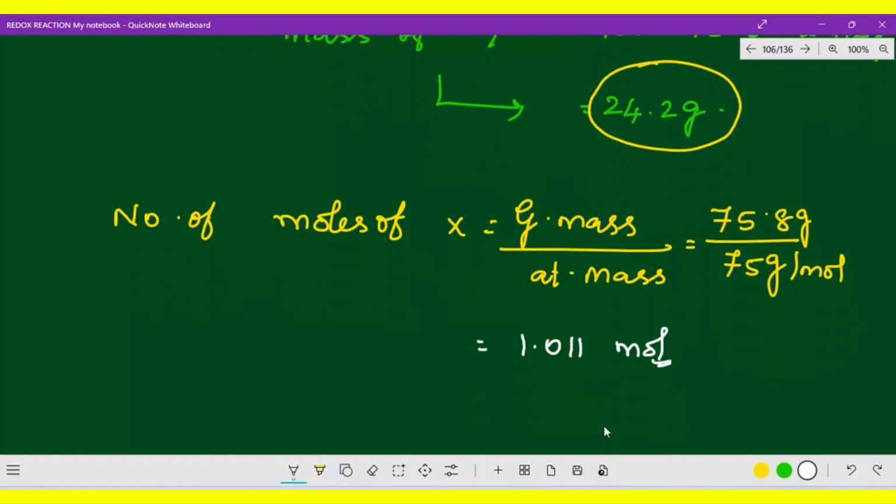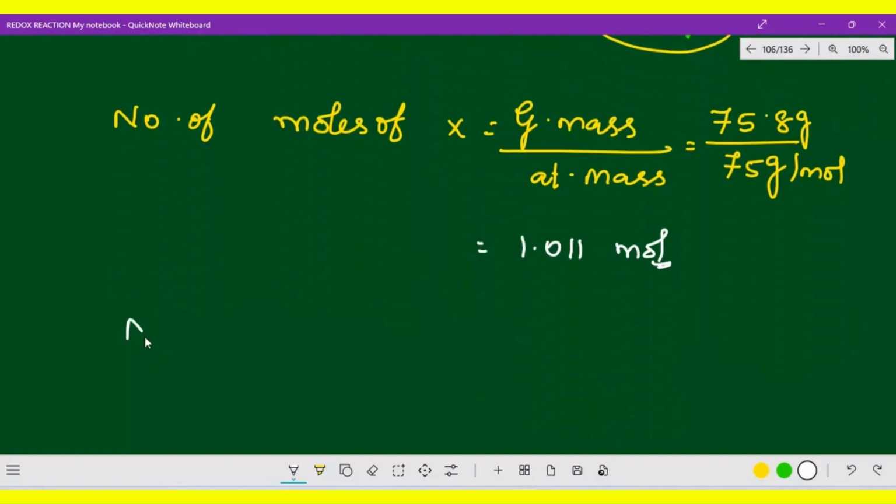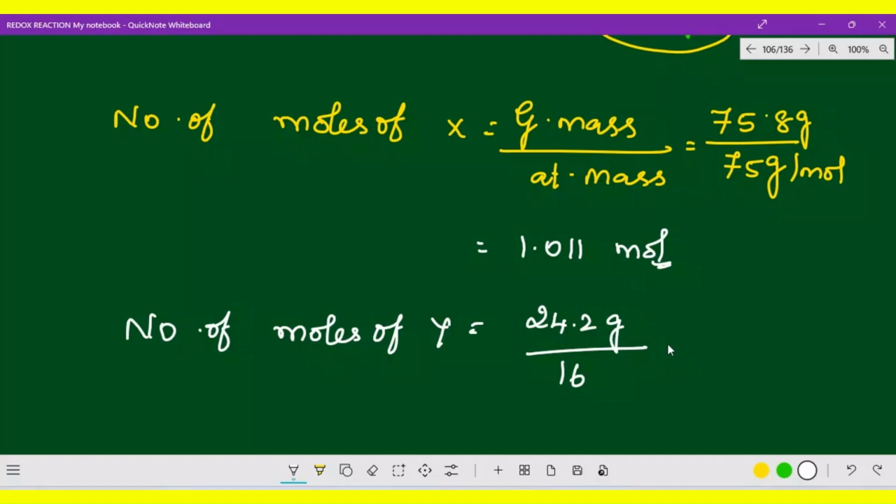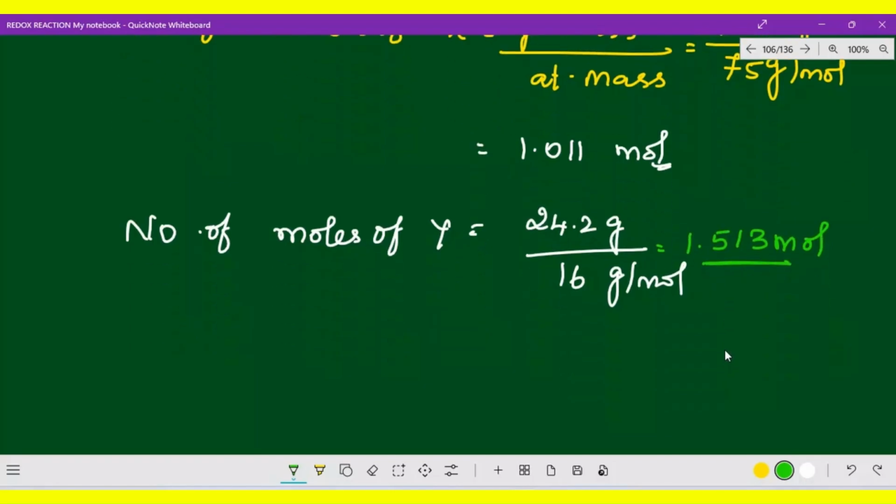Then the same way, number of moles of Y. The same way, given mass by atomic mass. Given mass, how much is it? We calculated it, no? 24.2 gram, and the atomic mass is 16. This is gram per mole, right? So how much will you get here? Around 1.513 mole, right?